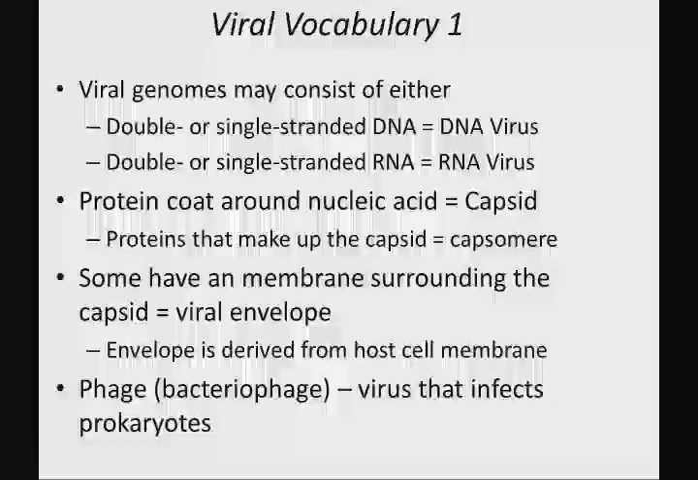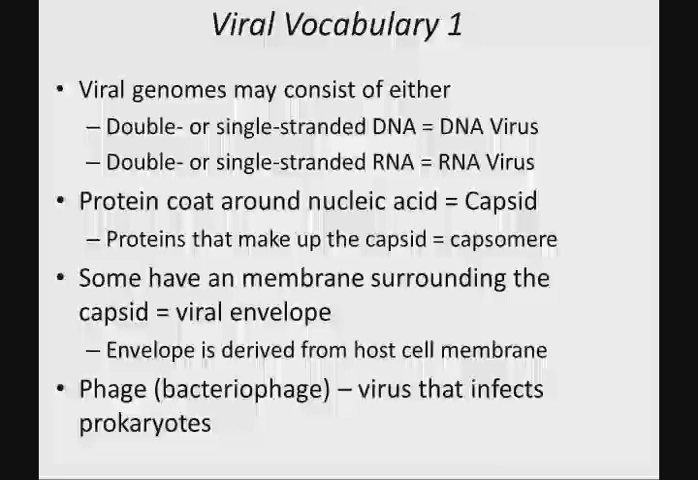Viral genomes can be double or single-stranded DNA, which makes it a DNA virus, or double or single-stranded RNA, which makes it an RNA virus. It's unusual to see single-stranded DNA as the storage material, and it's unusual to see RNA, either double or single-stranded, as the storage material for this entity. Surrounding that nucleic acid, we see what's called the capsid, which is a protein coat. The individual proteins of the capsid are called capsomeres. In addition to that protein coat protecting the nucleic acid, there may be a membrane, and this gives us our enveloped viruses.